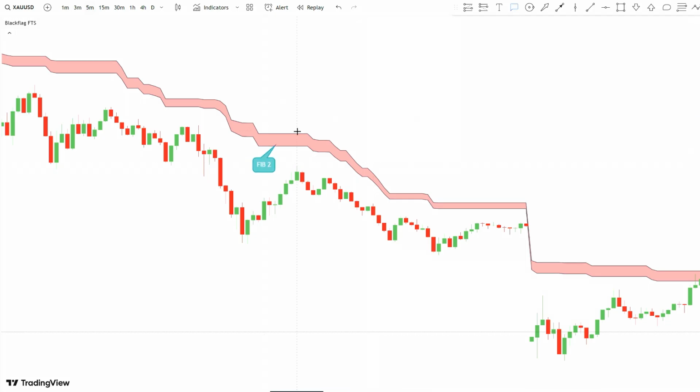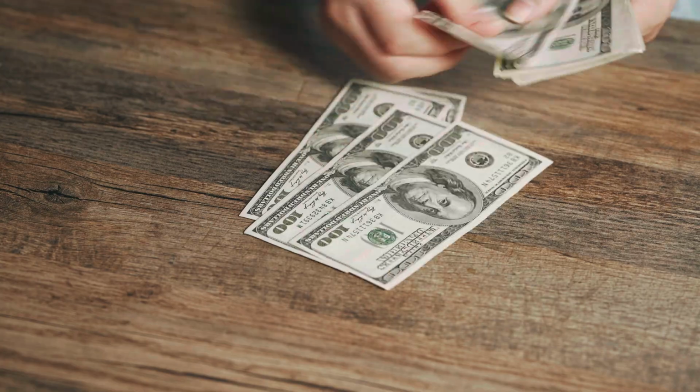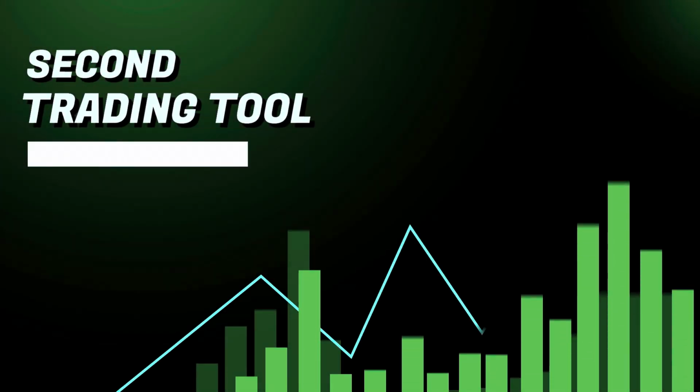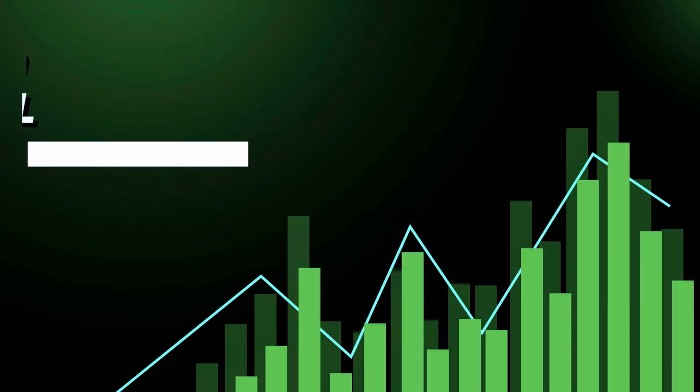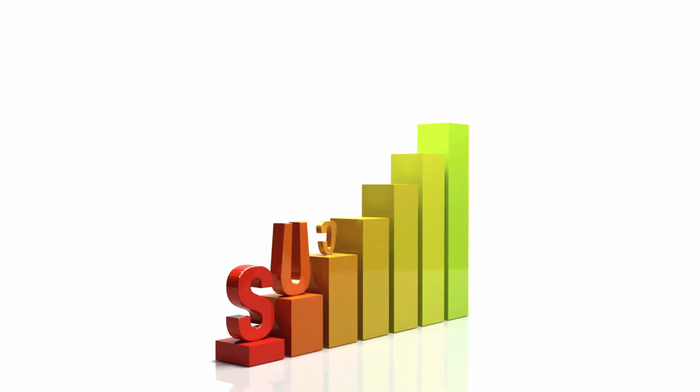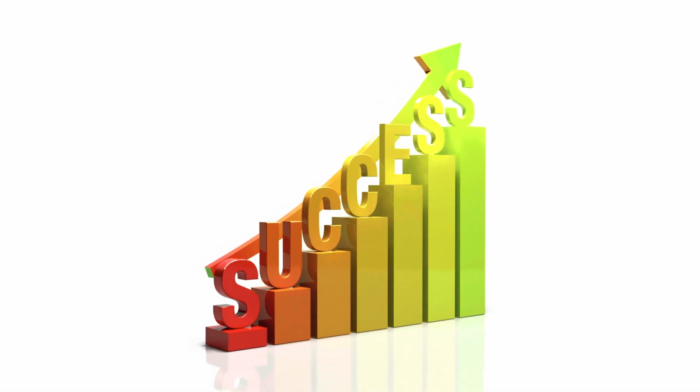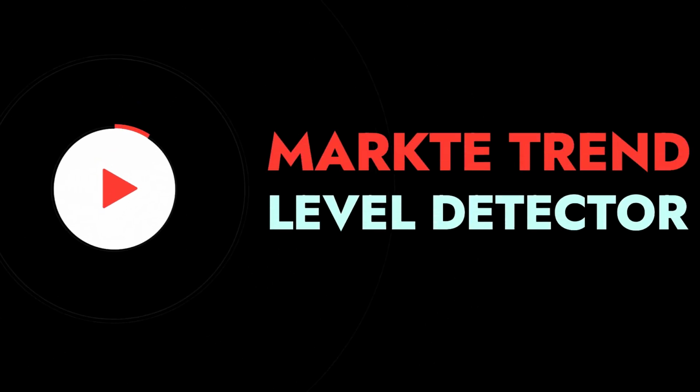Alright, back to the strategy. We've got the Swing Arm ATR Trend indicator ready, but honestly, that one isn't enough by itself to make real money with this strategy. There's one more essential piece missing, and adding this next indicator is gonna make a huge difference in how profitable this setup is for you. So the second tool we're using is called Market Trend Levels Detector.